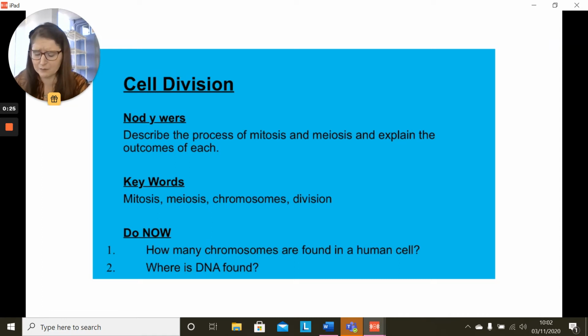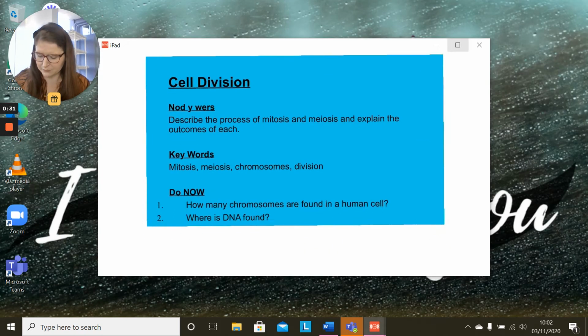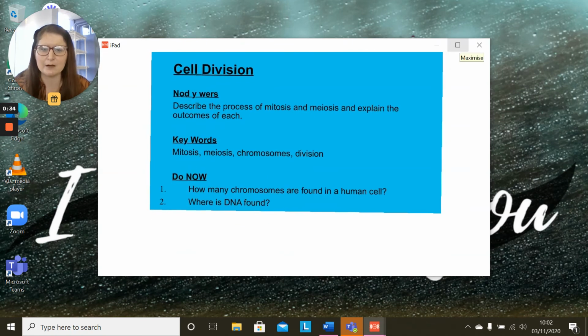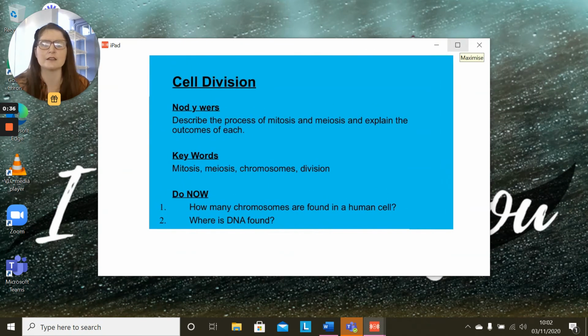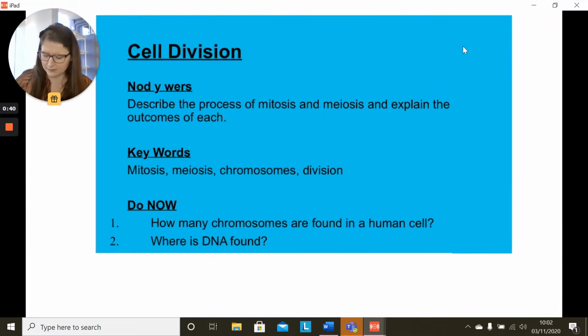I have got keywords for you. So we've got mitosis, meiosis, chromosomes and division. And then we've got a quick few questions for you. So how many chromosomes are found in a human cell? And then we have got where is DNA found. So in a human cell, we have 46 chromosomes. And those chromosomes are arranged in pairs. So we have 23 pairs or we have 46 individual chromosomes.